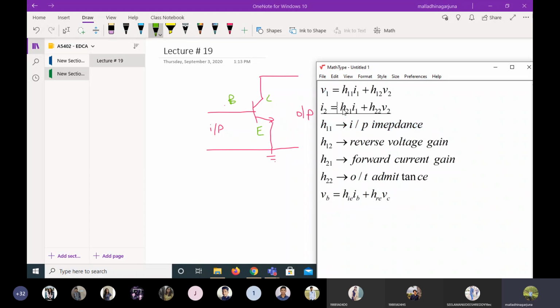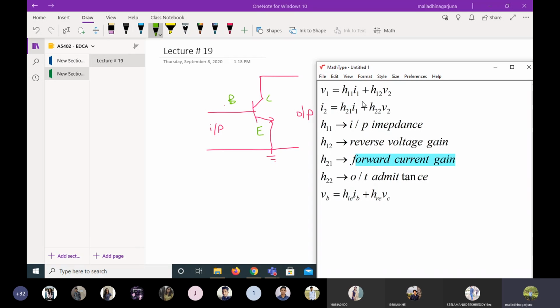Similarly H21. Suppose if this portion is 0, H21 is equal to I2 by I1. I2 is the output current and I1 is the input current. Output current by input current, both are currents only, so it gives the current gain. Output by input, so that is the forward current gain. H21 indicates the forward current gain.